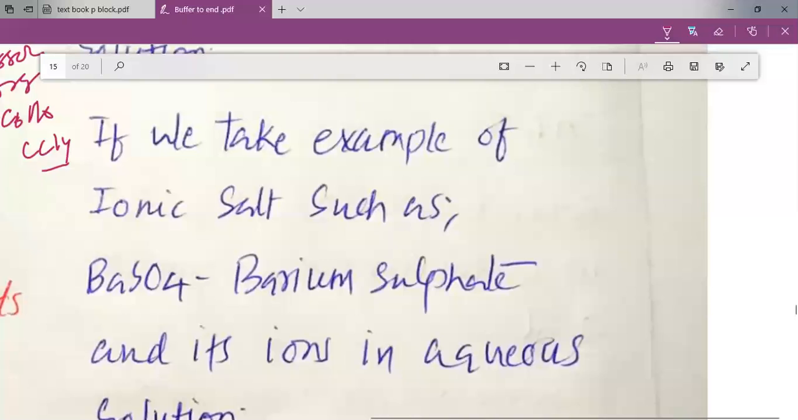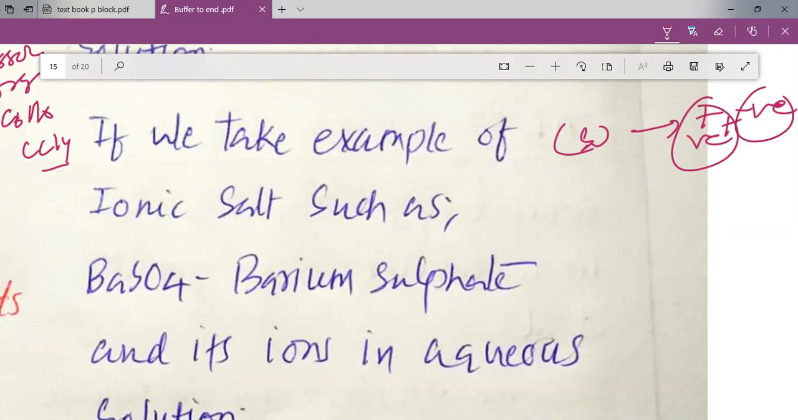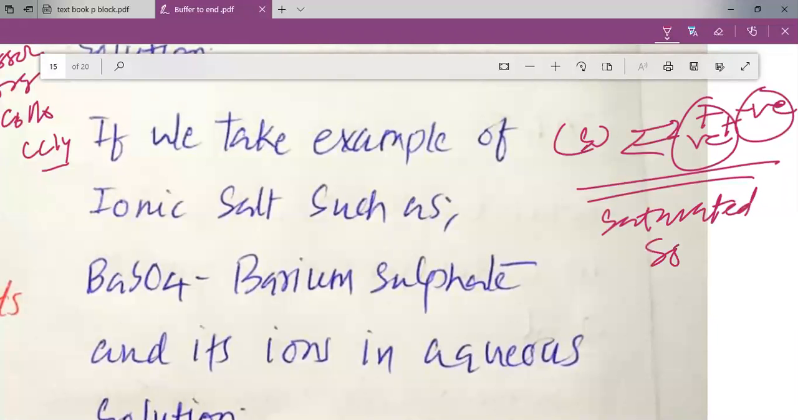So we will study the saturated solution, where we have the solid salt and the ions also present in it, and they are in equilibrium. There is an equilibrium and the solution is a saturated solution. So we will discuss that here.